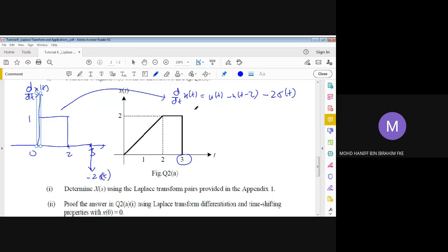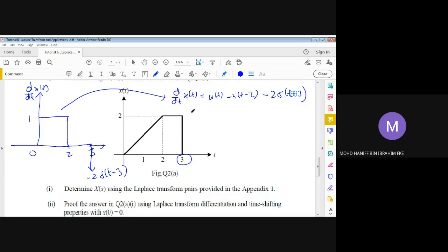Sorry, my mistake, not delta t. I made a mistake again here, sorry for that. We're going to have a shifting value, delta t minus 3. That should be the correct one, because it's a shifting to 3, so we have a negative 3, shifting to the right.